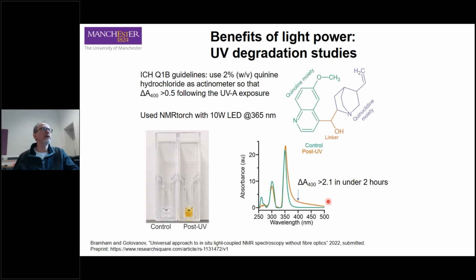So we see we can achieve more than 2 units increase in optical density at 400 nanometers, and the sample becomes very, very yellow. So we completely degraded it.